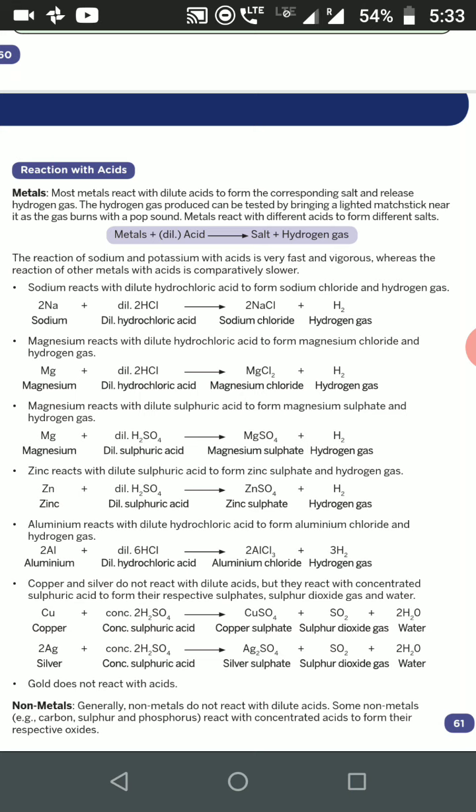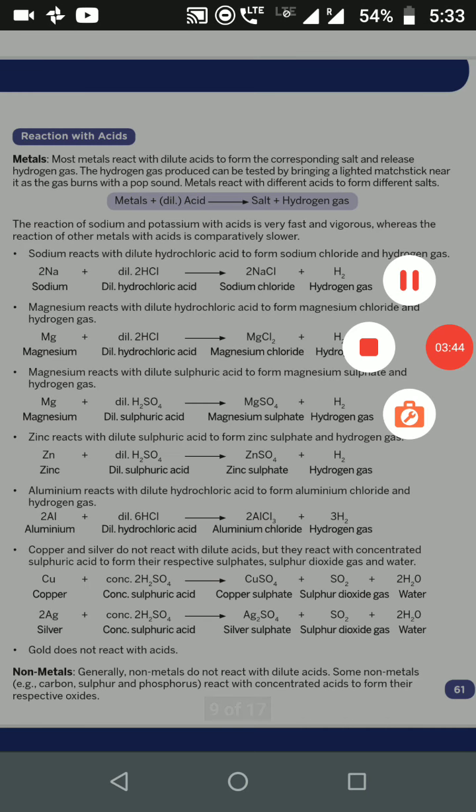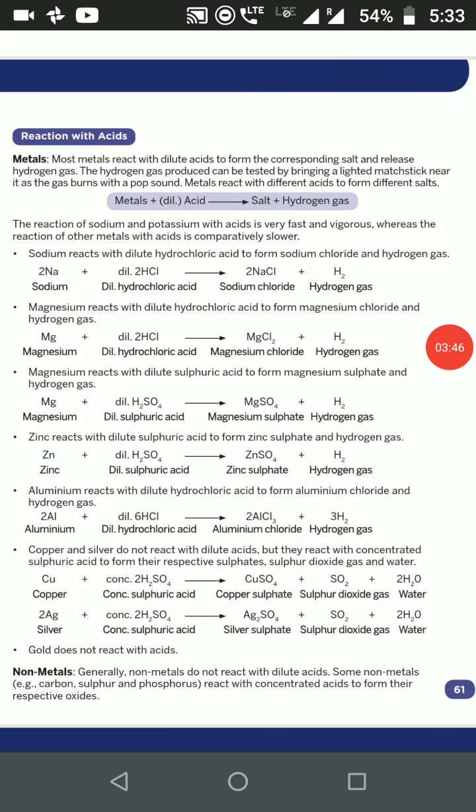Similarly, zinc plus sulfuric acid gives rise to zinc sulfate plus hydrogen. Aluminium plus hydrochloric acid gives rise to aluminium chloride plus hydrogen. Copper plus sulfuric acid gives rise to copper sulfate, sulfur dioxide and water. They do not react with the dilute acids, they react with the concentrated acids. So we use copper with the concentrated sulfuric acid, silver with the concentrated acid. They don't react with the dilute acid.